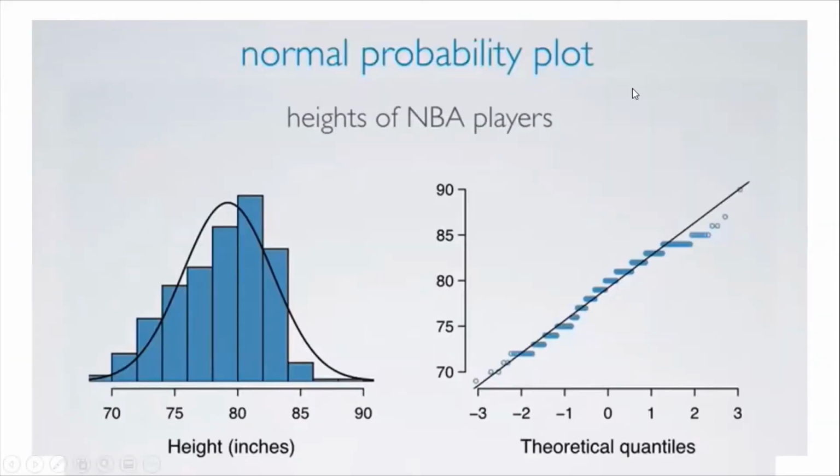Sorry, I missed. Where do you get the theoretical x-axis values from? Look at this one, this is mean zero, standard deviation 1, 2, 3. So what we did is we take every height value and transform it into a standardized value, and then we plot this. Do you get my point? Yes, okay.